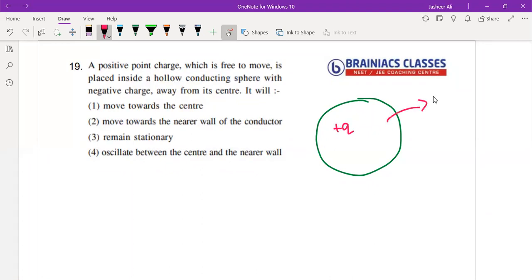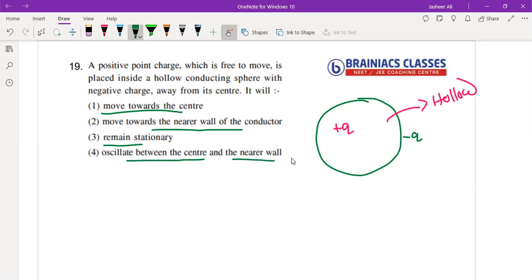The nature of this conductor is hollow, so inside it is empty. And the hollow conducting sphere has a negative charge; the charge of this sphere is minus q. The charge is placed away from the center. Then what will happen? The options are: the positive charge moves towards the center, moves nearer to the wall of the conductor, remains stationary, or oscillates between the center and near the wall.